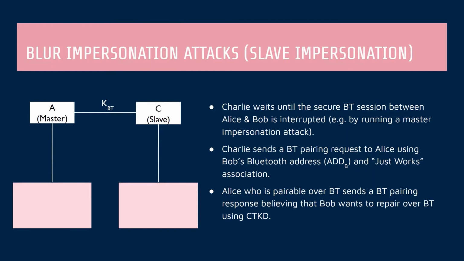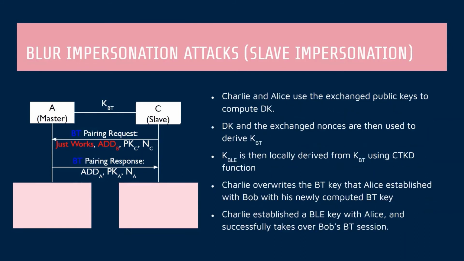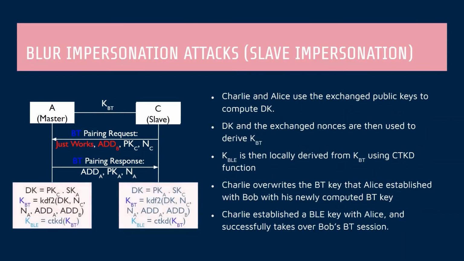He does so when a secure BT session between Alice and Bob is interrupted, for example by running a master impersonation attack beforehand. Then Charlie sends a BT pairing request to Alice using Bob's Bluetooth address and Just Works association. Alice then sends a BT pairing response, believing that Bob wants to re-pair over BT using CTKD. Charlie and Alice use the exchanged public keys to compute the value DK, which is then used as one of the inputs to compute the BT key.